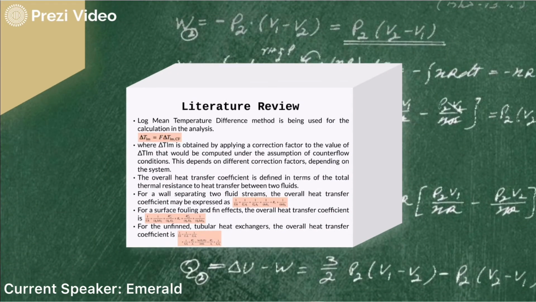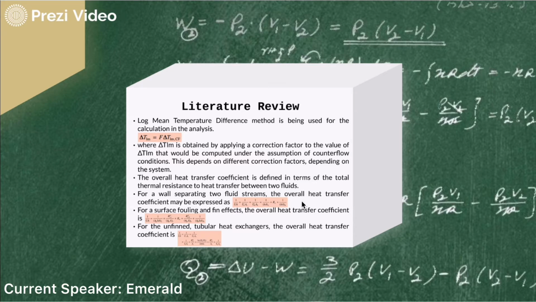So let's continue to LMTD. LMTD, the log mean temperature difference method, is being used in this calculation and analysis. So here's the formula. Delta T_LM, where LM is log mean, equals F times delta T_LM under counterflow conditions, where F is the correction factor that depends on the shape of the heat exchanger. F can be determined by seeing the table in accordance to the shape of the heat exchanger. And for your information, heat exchanger behavior is independent of the specific configuration of the heat exchanger itself.